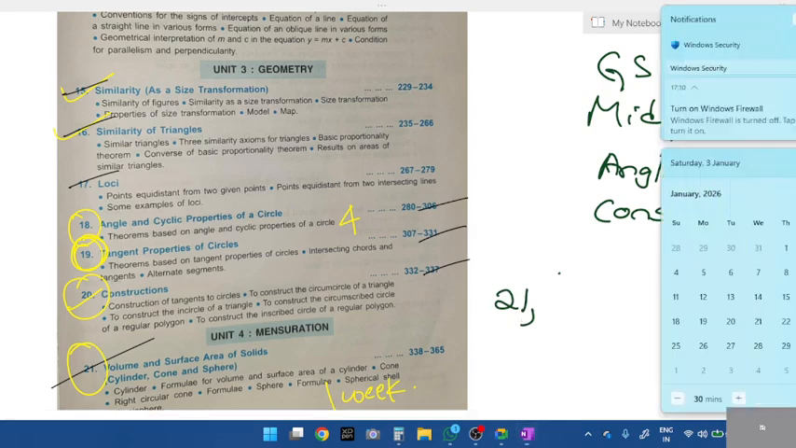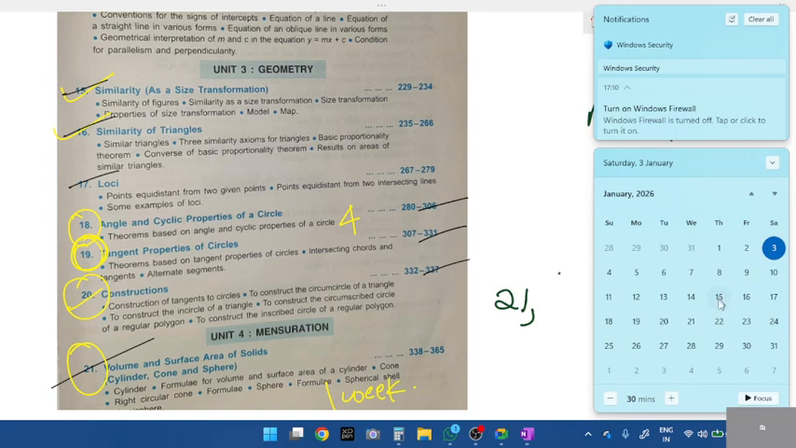When does your exam get over? 16th. Sunday, 1 day holiday, then we'll start from 18th. How many days are left? 18 to 31, 2 weeks, right? Yeah, 2 weeks left. When does your final exam start? Feb second week? Feb 17th. Forget about Feb. In Jan, there are 2 weeks, students.